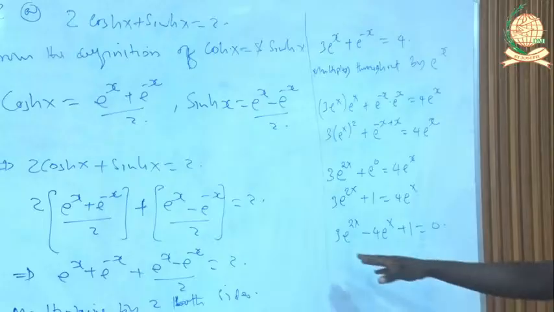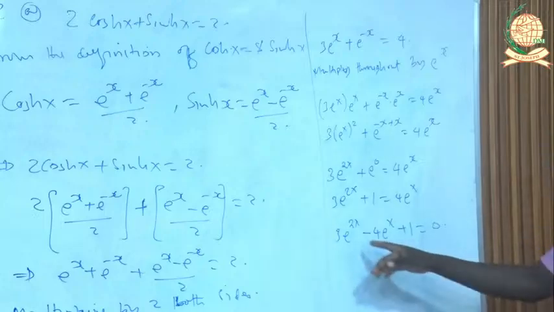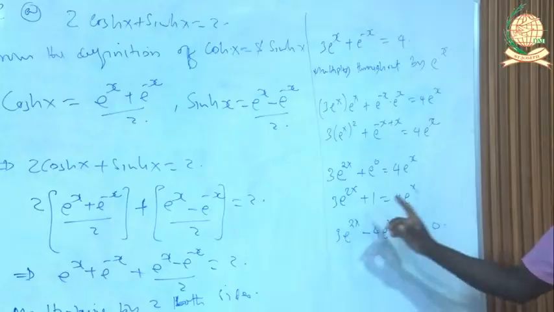Then from here you can see you have one equation in terms of e^x only. I'm saying one equation in terms of e^x only because this is not just e^(2x).